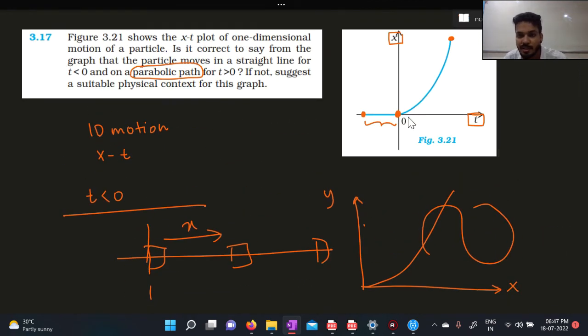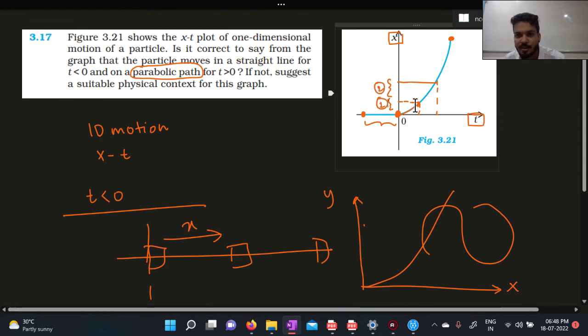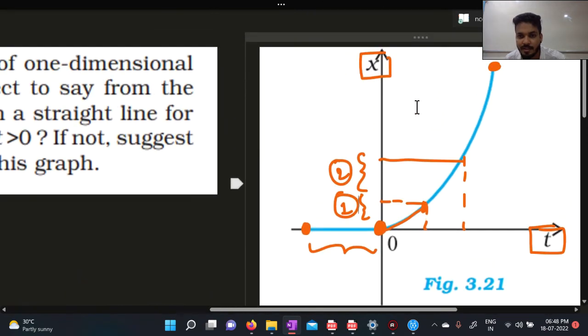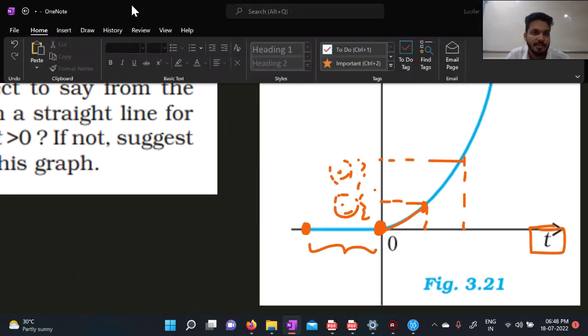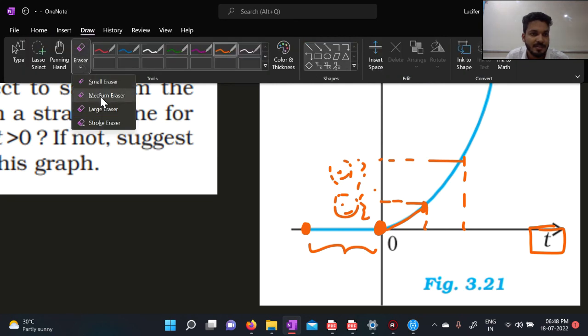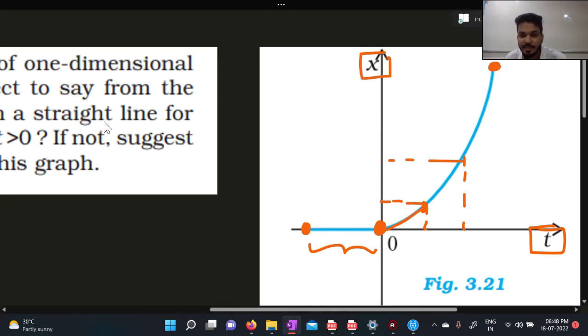Initially this increase in displacement is very, very small. For the same amount of time, this displacement is bigger than the displacement in the first interval. So let me zoom in so that you are able to see better. Let me change my eraser also. Sorry about this. Okay, now it is better.